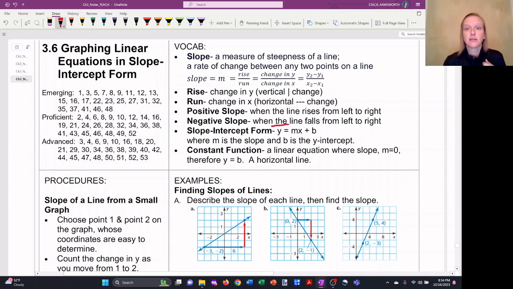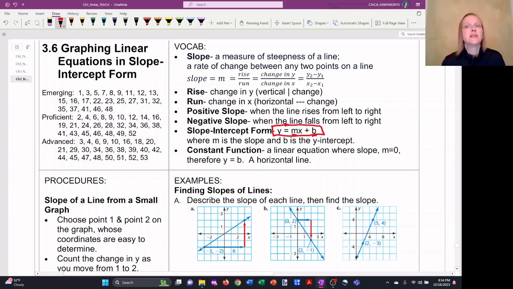It looks like this: y equals mx plus b, where m is the slope and b is the y-intercept. We've already talked about what the y-intercept means. It's where the graph crosses the y-axis. But we haven't talked about slope yet. So let's look at some definitions for slope.